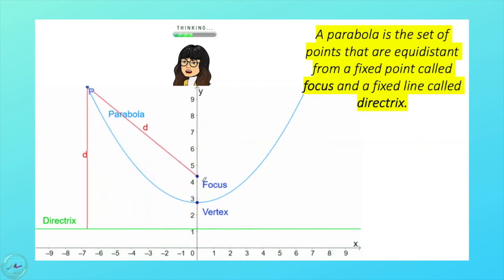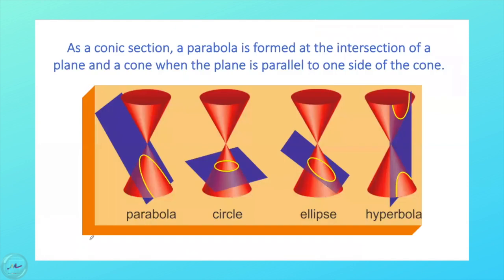If you are going to look at the animation that is being shown on your screen, you will see here that there is a segment that connects the parabola's point here, P, and the focus, and the parabola's point going to the directrix. So yung distances na yon ay palaging equal, so that's why a parabola is formed when you trace all of those points. As a conic section, a parabola is formed at the intersection of a plane and a cone when the plane is parallel to one side of the cone.